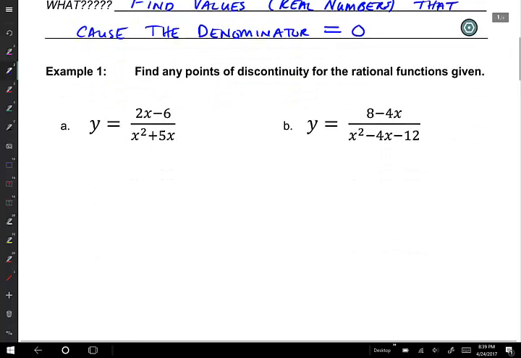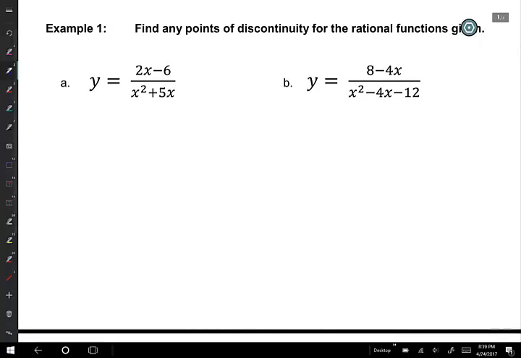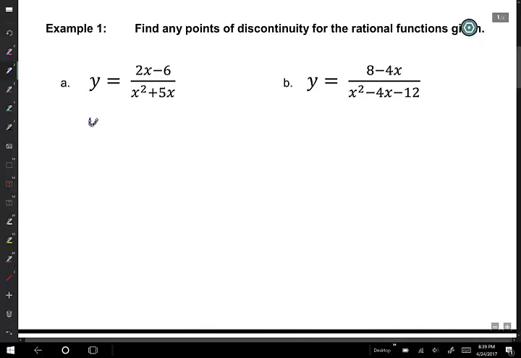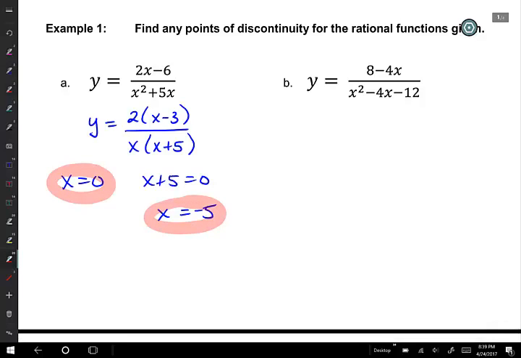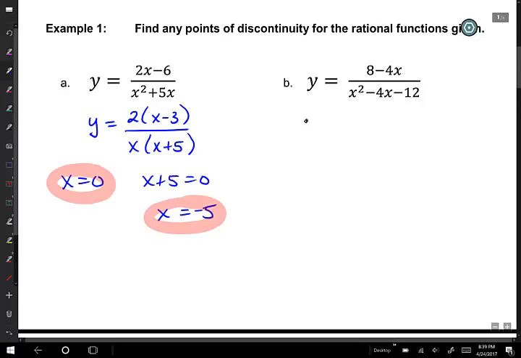So let's take a look at example 1 and let's find the points of discontinuity. Really very straightforward. We're going to look at the problem and factor the top, obviously taking a 2 out of the top. We're going to factor the bottom and take an x out of the bottom. So now in the denominator we have two parts. We have x equals 0 and x plus 5 equals 0. So if x equals either 0 or negative 5, either one of these will cause points of discontinuity, because if you plugged those numbers back into the original problem, you would get values in the denominator that were equal to 0.